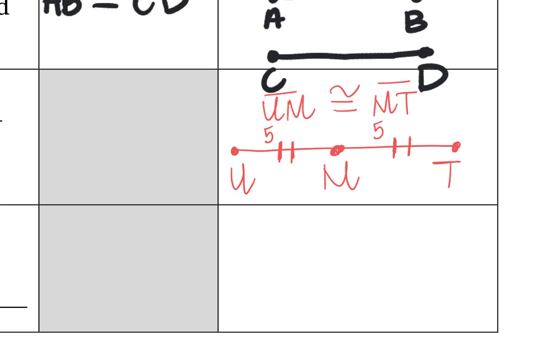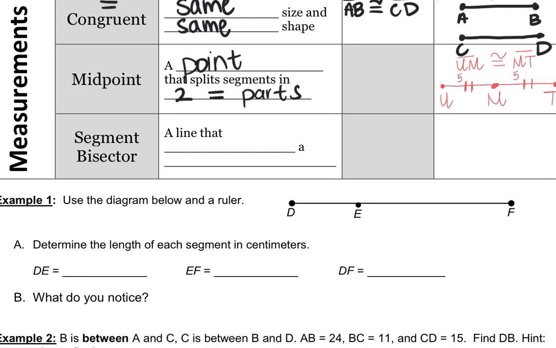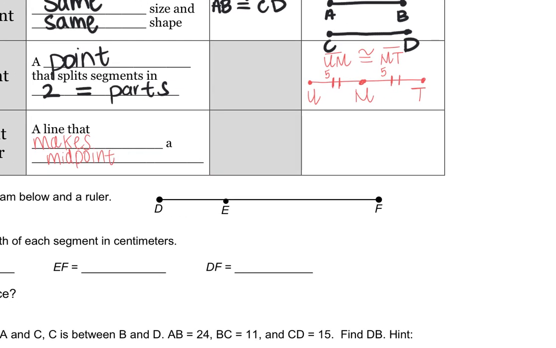Okay, so I am going to do my last definition, segment bisector. For this segment bisector, it's a line that makes a midpoint. So it's creating this midpoint. So you're going to see a line that goes through the middle of this other line. And hence, because of this intersection, it creates a midpoint. Okay? So let's look at a symbol here that I can have.